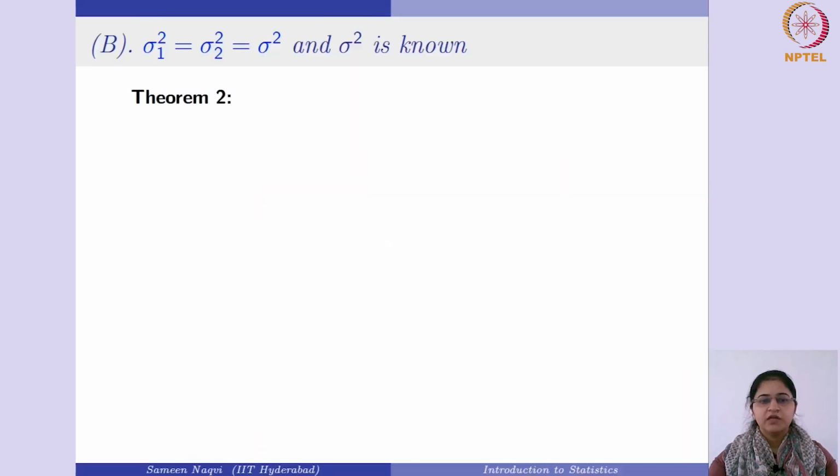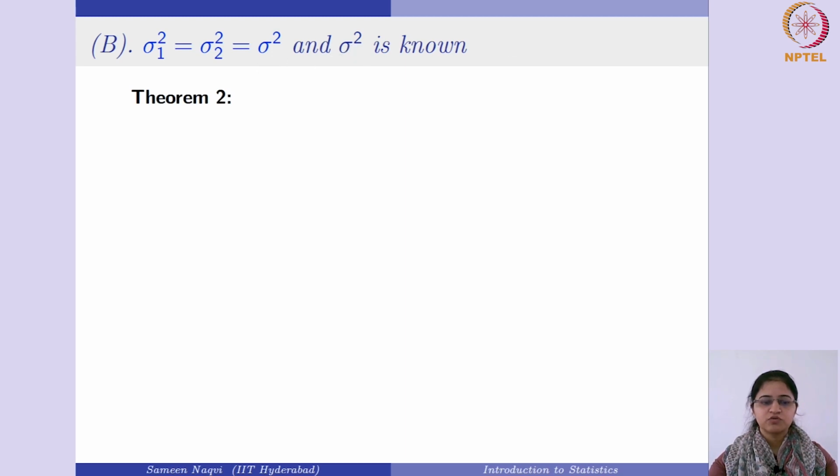Now we come to our next theorem, where although we assume that the variances are known to us, here what we see is that they are the same. Sigma 1 square and sigma 2 square are the same as sigma square.